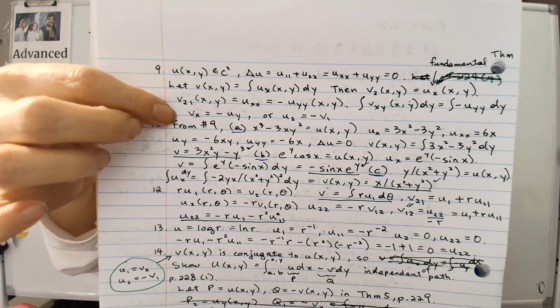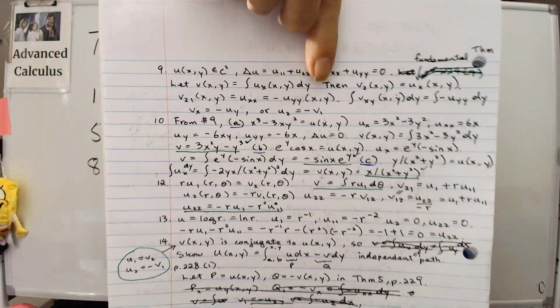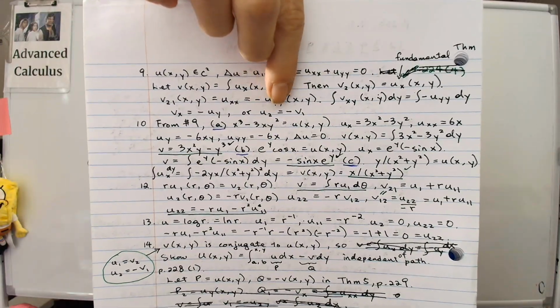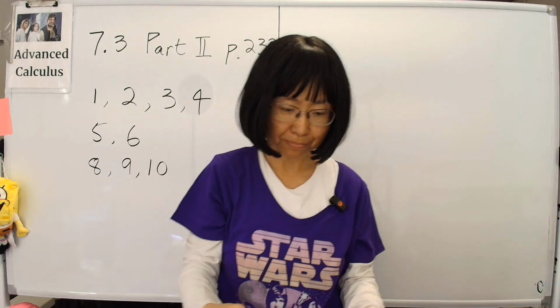Integrating both sides, we get vx equal to negative uy, or to put it another way, what we were looking for is u2 equal to negative v1. So that is problem 9.